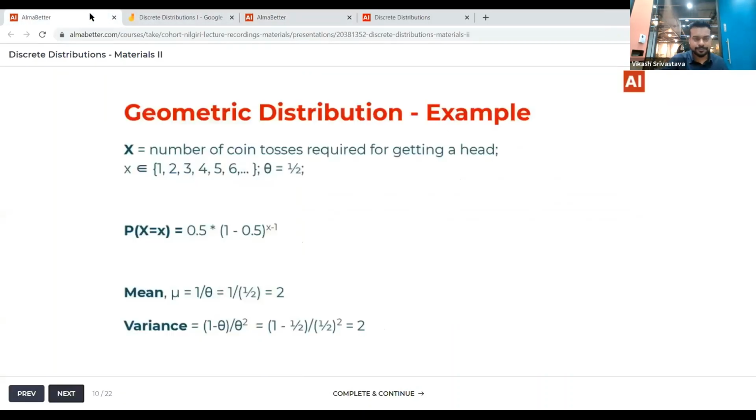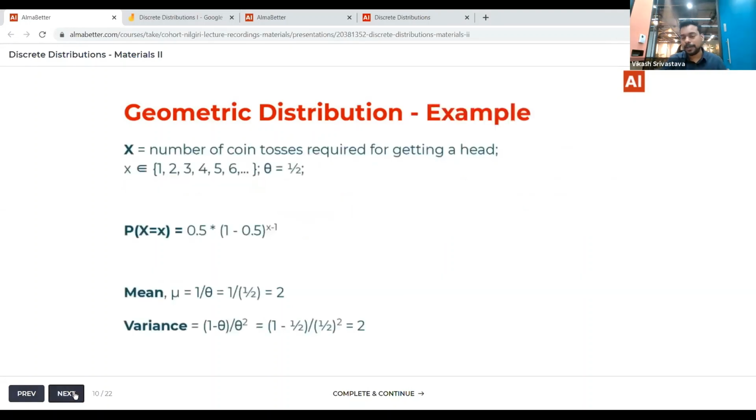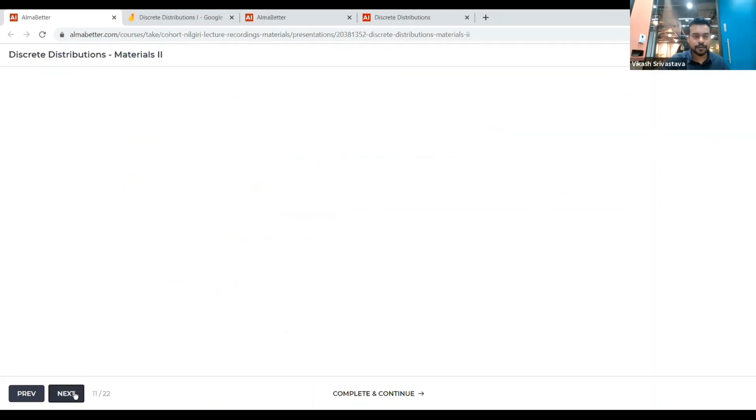So one thing here: this is a single parameter distribution. There's only a single parameter, theta, similar to what we have seen in the Bernoulli distribution. Okay, don't confuse it with the binomial. I know they both start with B, they both have L, but do not get confused.